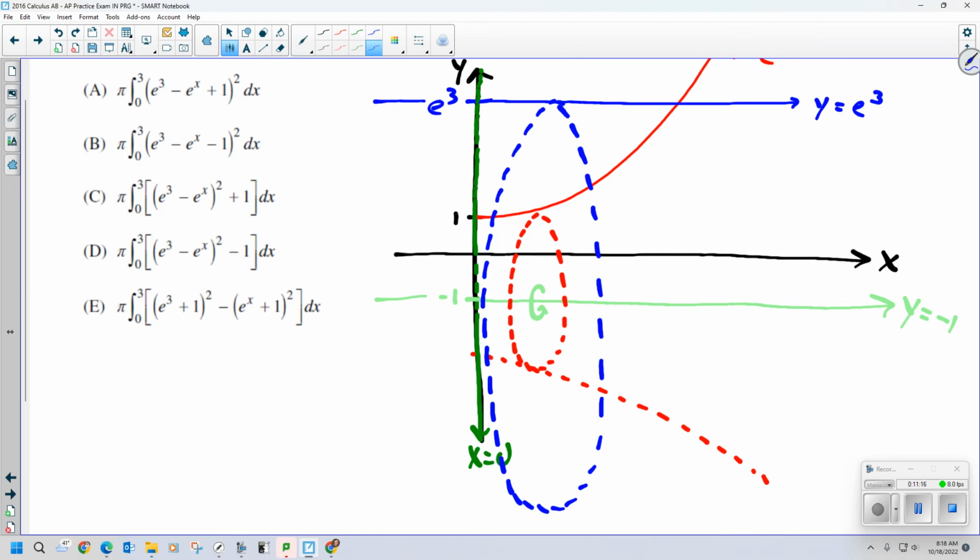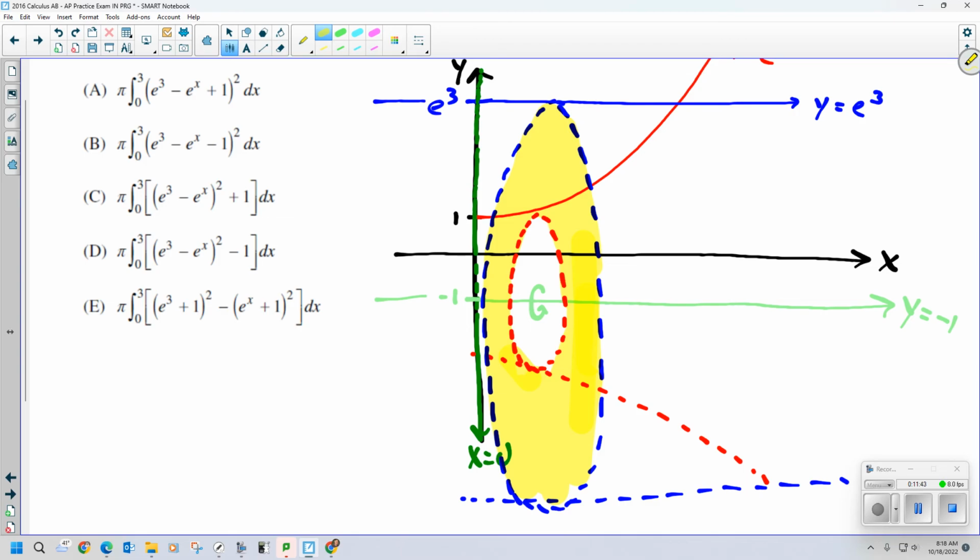Okay, and e to the 3, if I reflect it, it will just... something like that. Okay, so I've got this disk, okay? Here, I've got this disk that I'm revolving around y equals -1. Okay, y equals -1. Good.